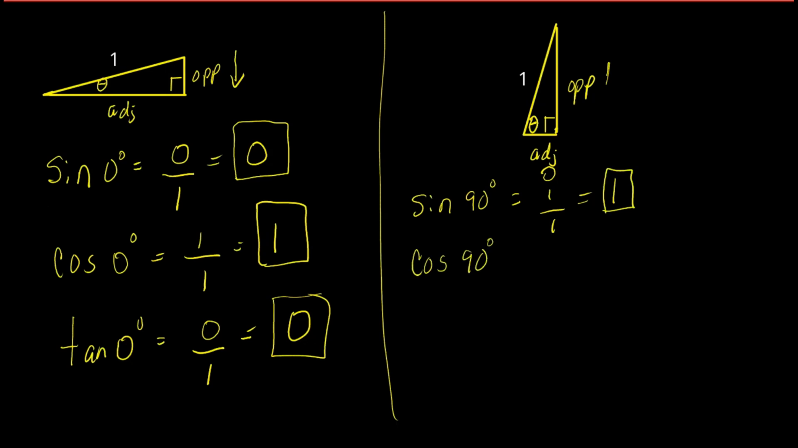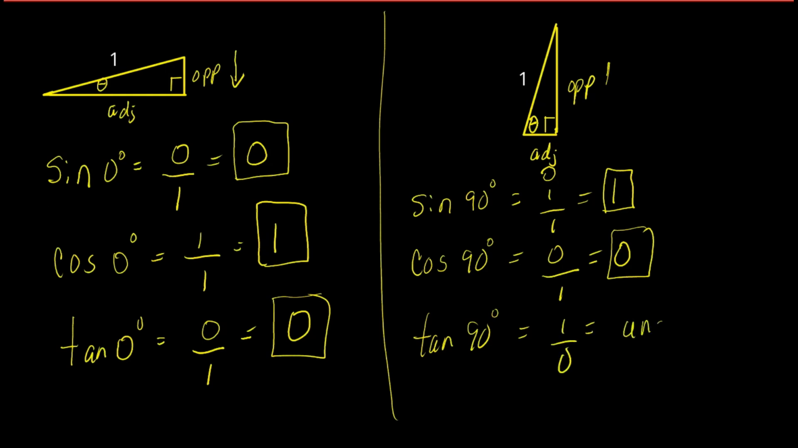The cosine of 90 degrees is adjacent over hypotenuse. So adjacent is approaching 0. Hypotenuse is 1. So that would give me a 0 for my answer. So tan of 90 is opposite over adjacent. So that's going to give me 1 over 0. And that's undefined.